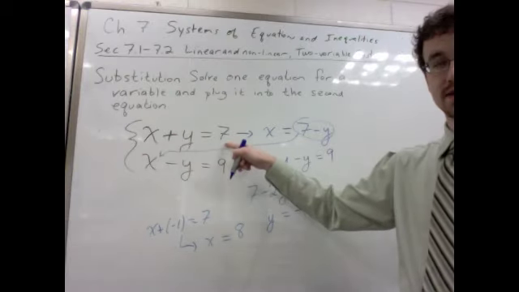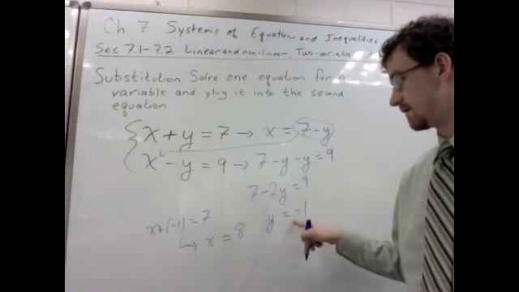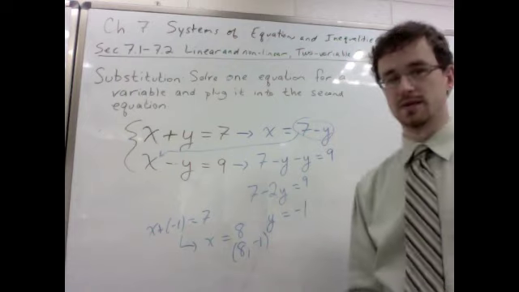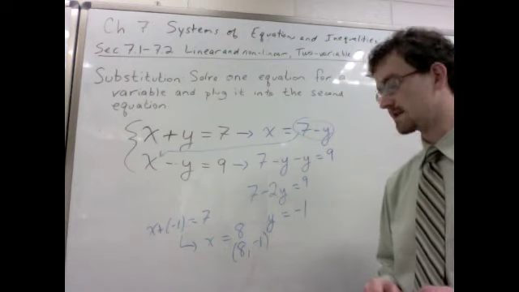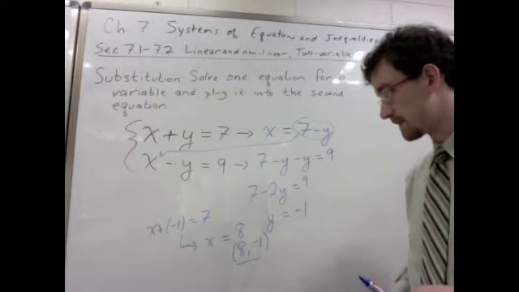We can double check. 8 plus negative 1 is 7. 8 minus negative 1 is 9. The solution works out, and we write that as an ordered pair. So that is the solution to this first system of equations.